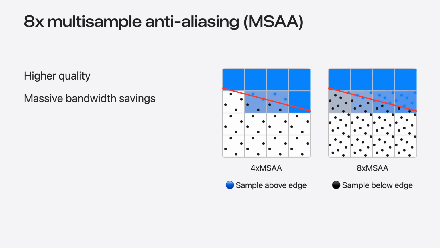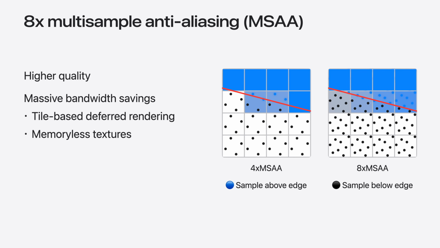By leveraging Apple GPU's TBDR architecture and memoryless textures, 8x MSAA is resolved entirely on chip. Combined with universal texture compression, you get the spatial accuracy of 8 samples per pixel with the bandwidth profile of a single sample render. Massive savings that would be prohibitively expensive on other platforms.